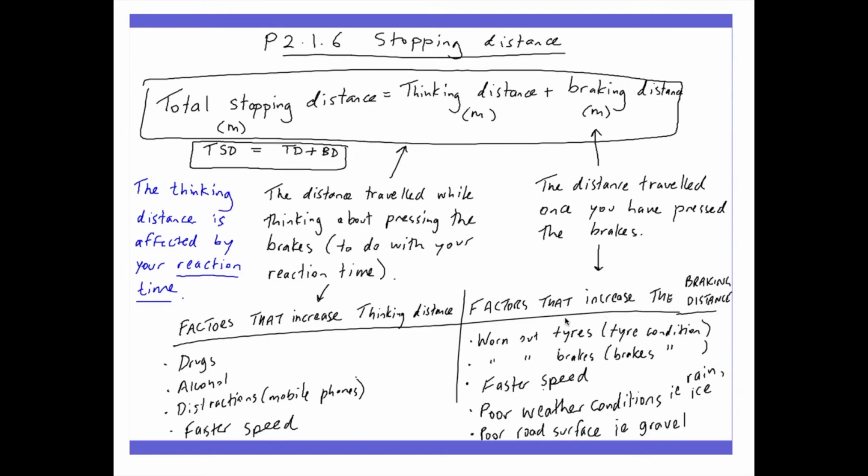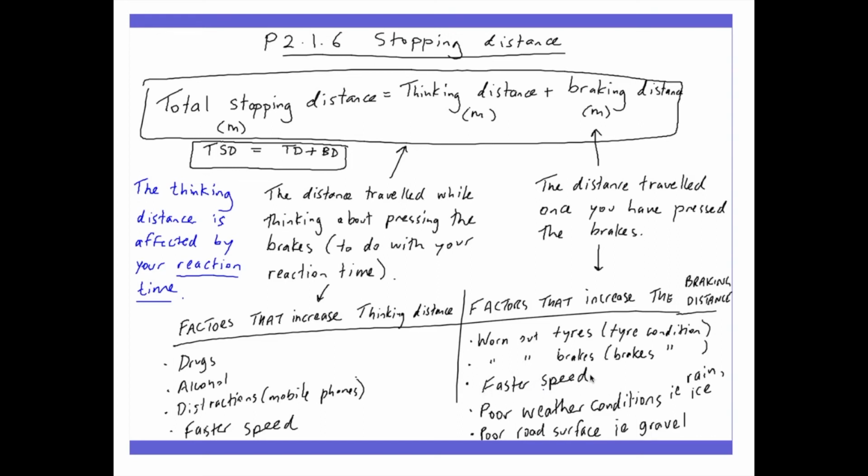Now, what about factors that will increase the braking distance? Now, the braking distance is all to do with the car, just like the thinking distance was all to do with the human. So what will make the car take a greater distance? Worn out tyres, worn out brakes, if you are going faster, and also poor weather conditions like rain and ice, or if there's gravel or mud on the road, that would make you go into a skid as well.